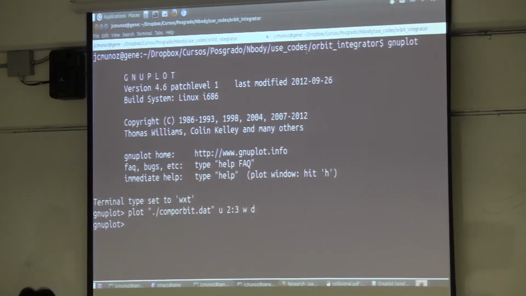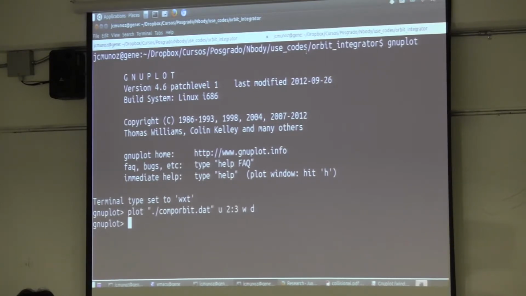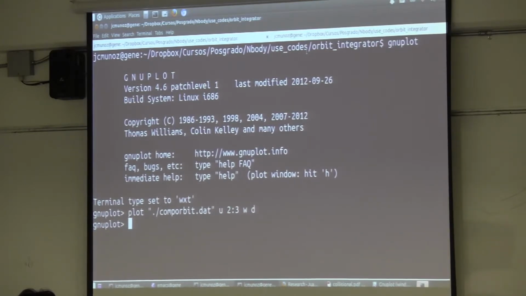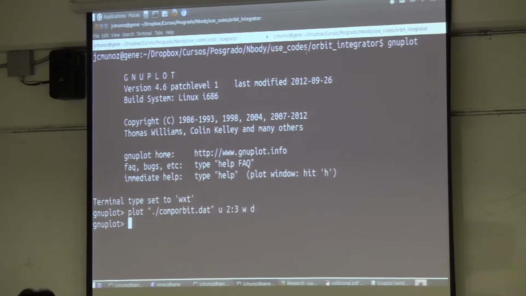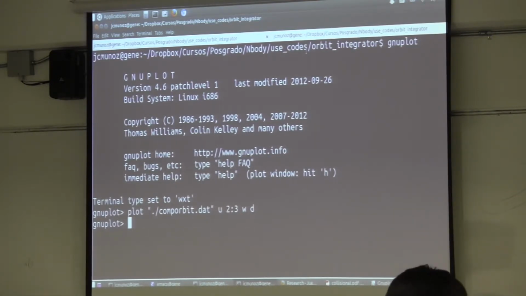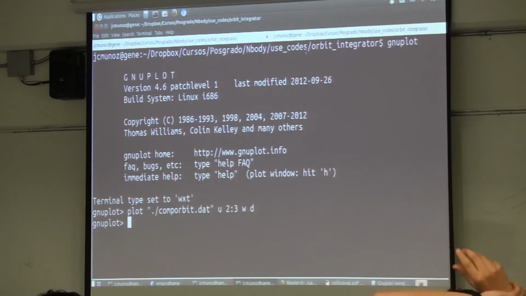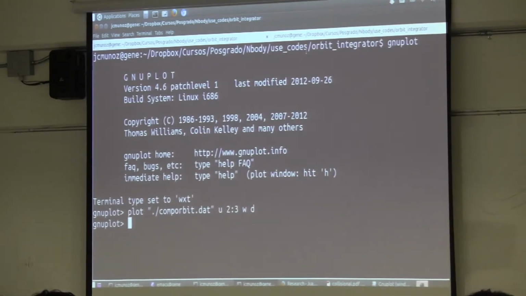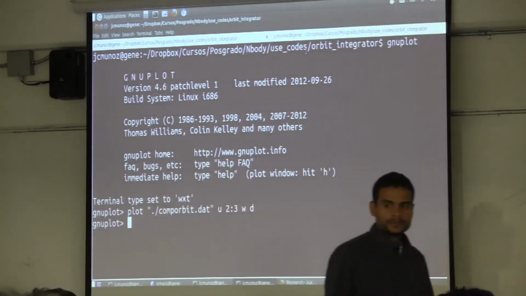Now you can see. Yeah, this means please plot this file using columns 2 and 3 with plot. Try to plot. And then you can afterwards. Done.